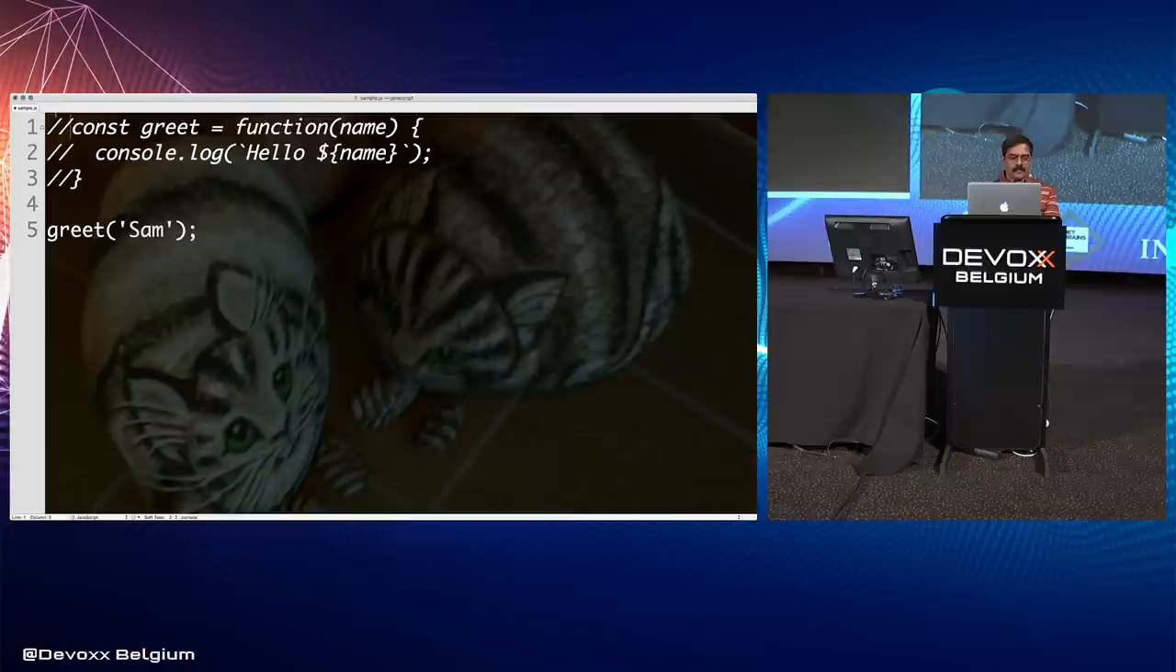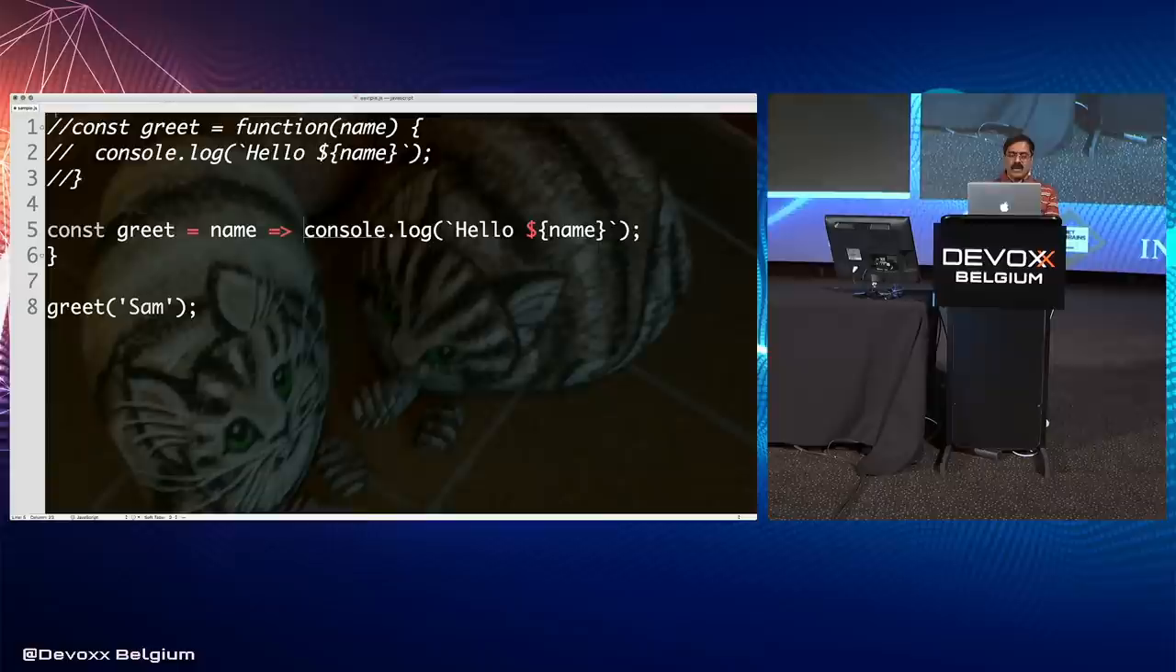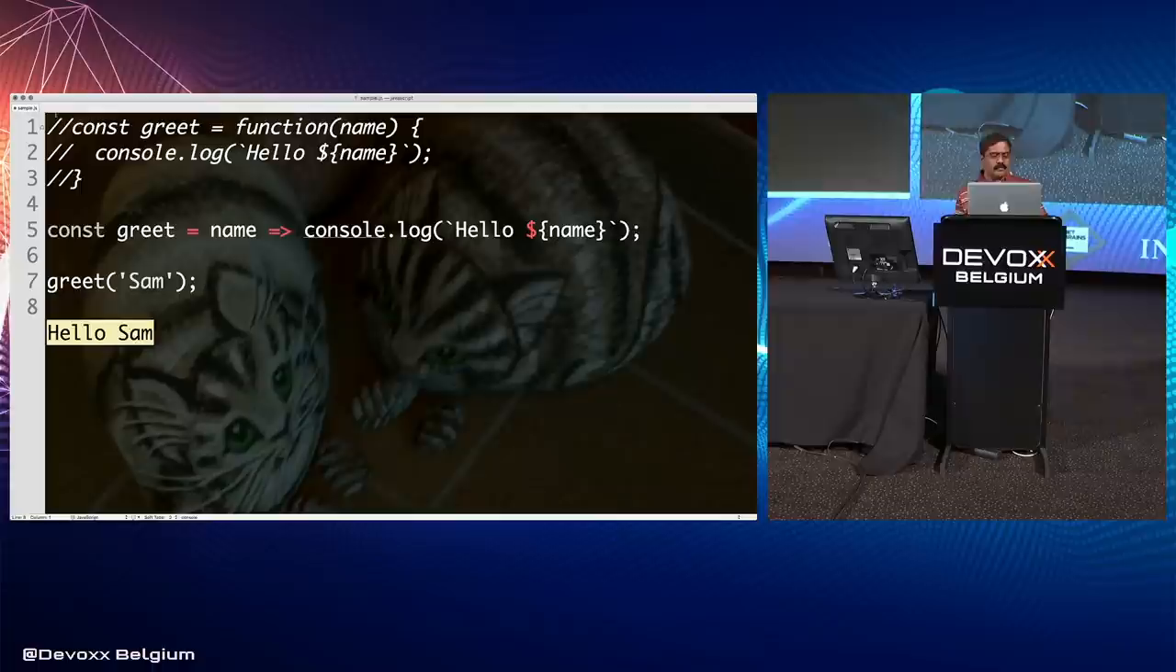We could remove this word function. We could remove the parentheses if we don't care about it. Put a little arrow, and you can remove this ending curly. So what is an arrow function? Well, an arrow function is nothing but a lambda, right? A lambda, but it's actually an anonymous function as much as it is.